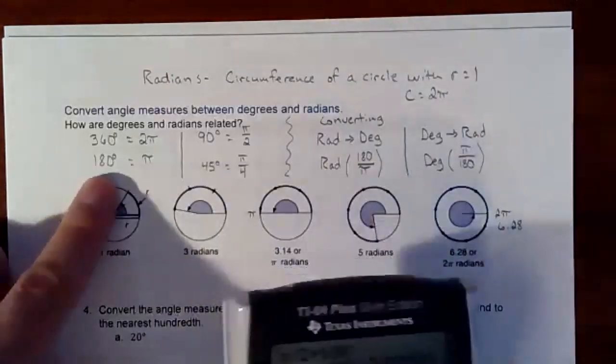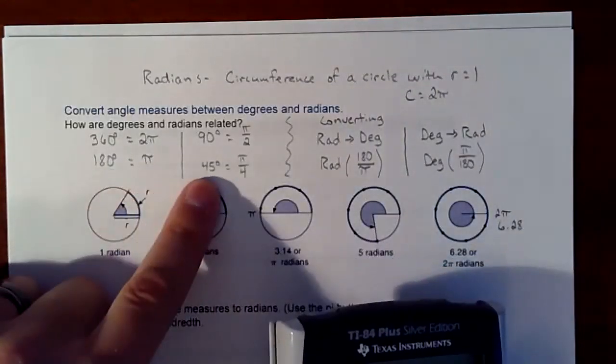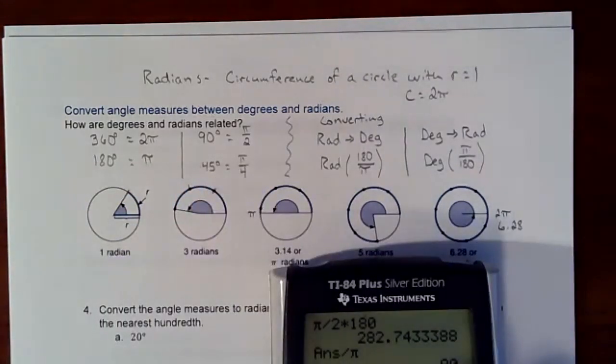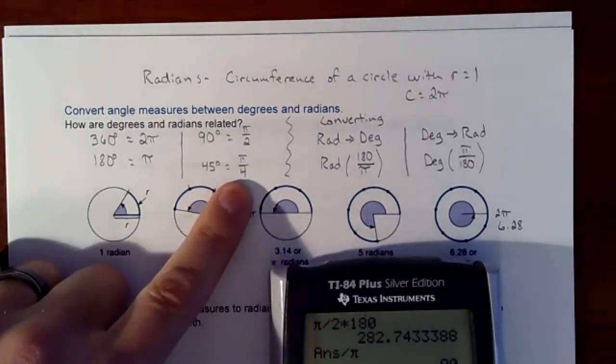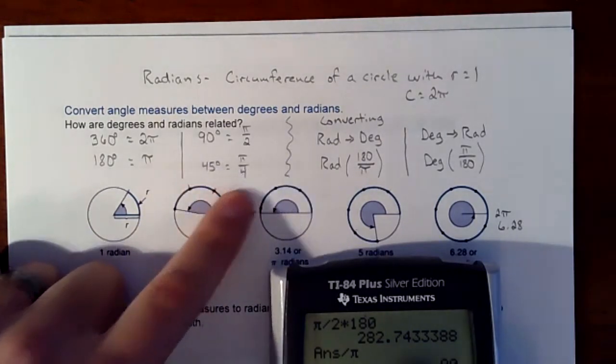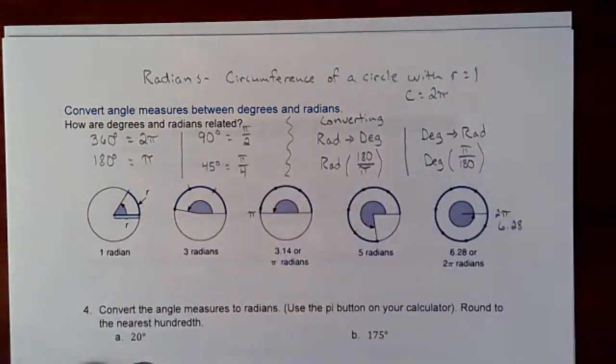So if you had a degree measurement, 45. The problem on this one is you're not going to get this nice clean look. You're going to get a decimal version of it. And that's probably fine. But it's not as straightforward as this. But you'll see, we're going to do a couple of them down here.